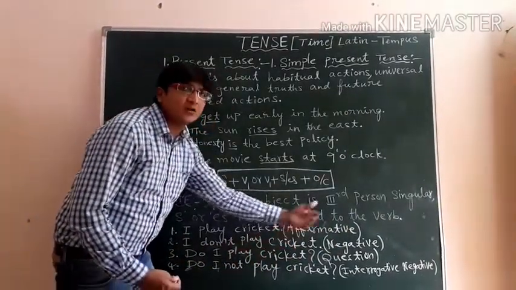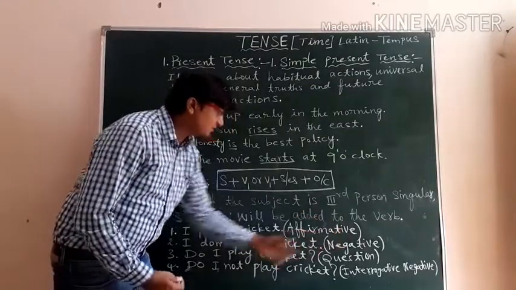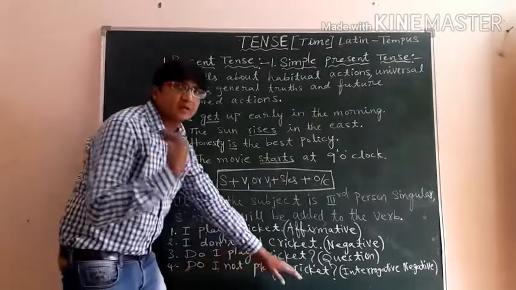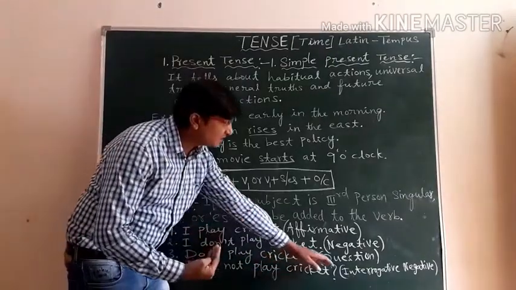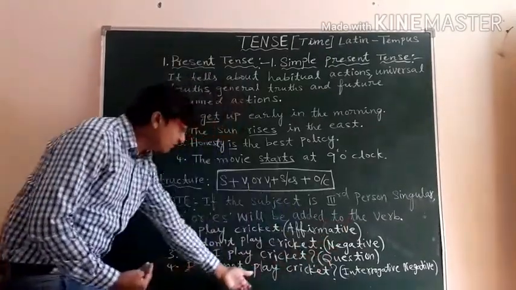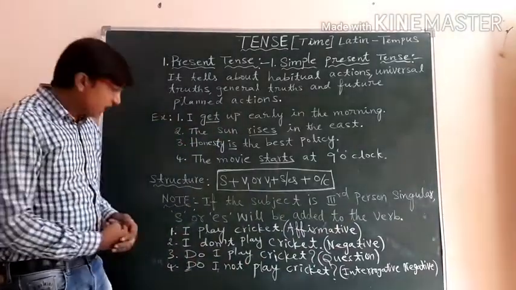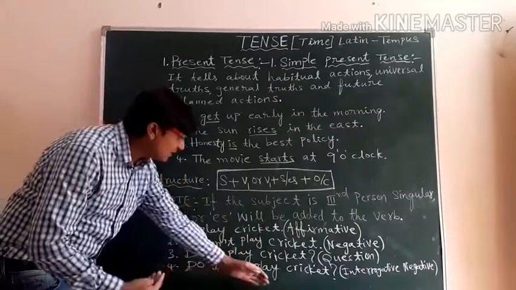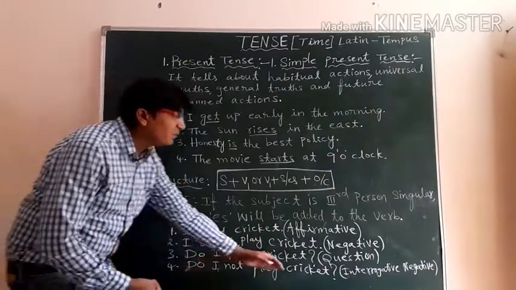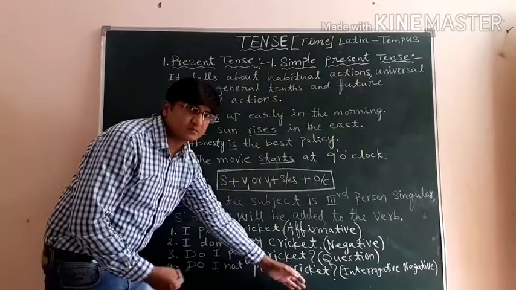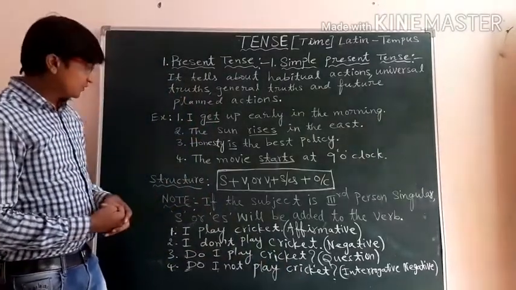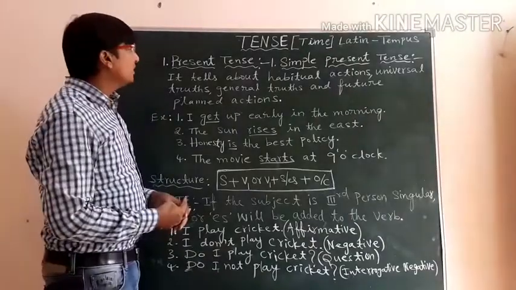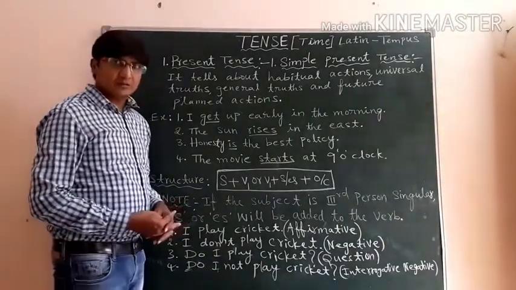It's an interrogative or a question sentence. And the fourth one, do I not play cricket? It is an interrogative negative sentence. In interrogative negative, we can even say it another way: don't I play cricket?